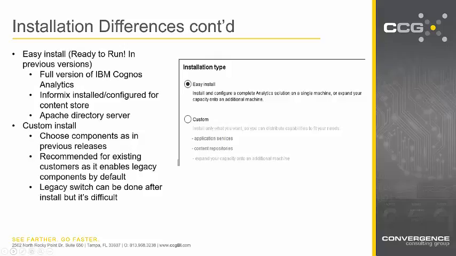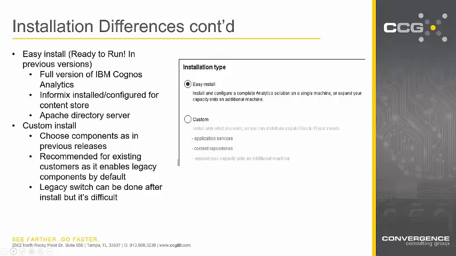If you do the easy install, get it up and running, those tools are not available because they assume that those are new customers. When you do a custom install, that's where you can go and choose the components that you want to install, similar to what we're used to in the version 10 releases. But this is also the one that's recommended for existing customers because this is the one that actually enables those legacy components by default. And they actually made that legacy switch difficult by default.